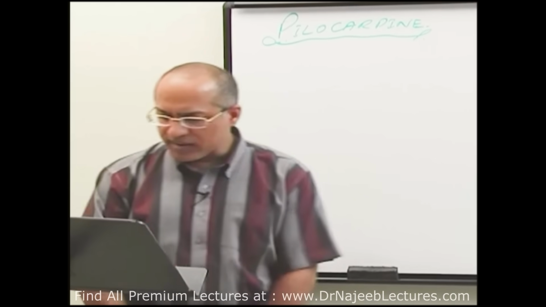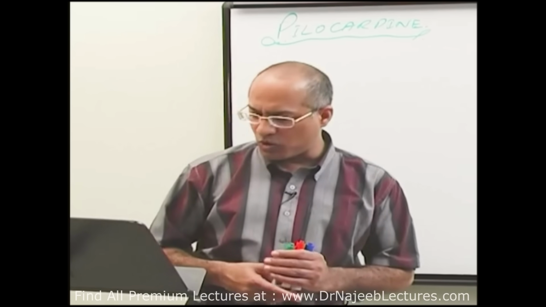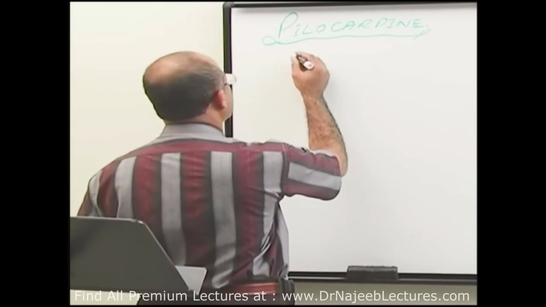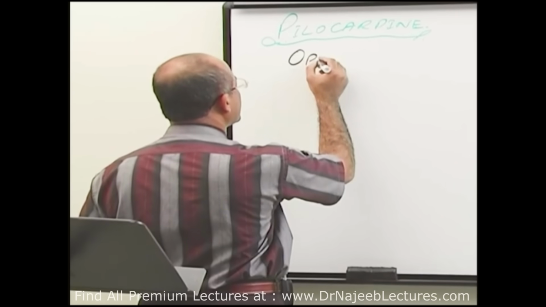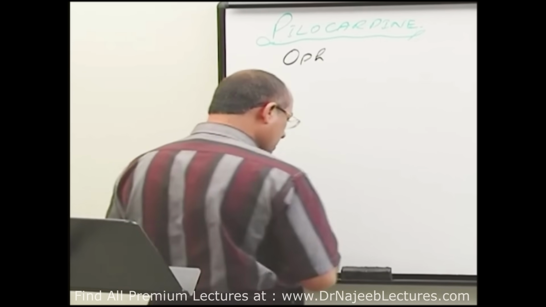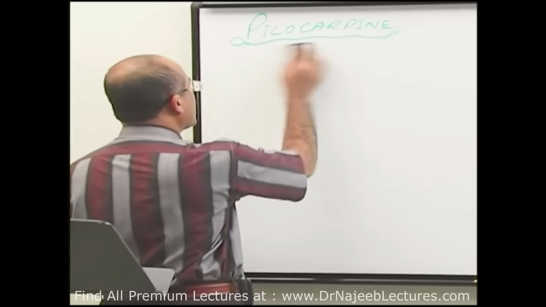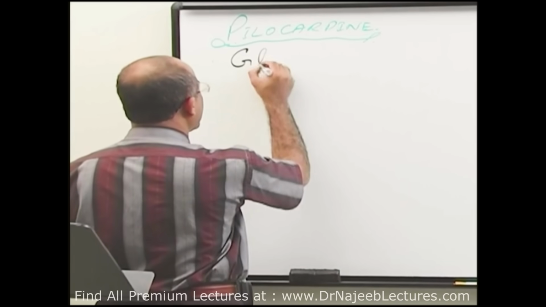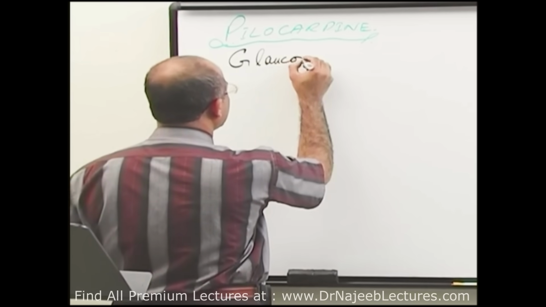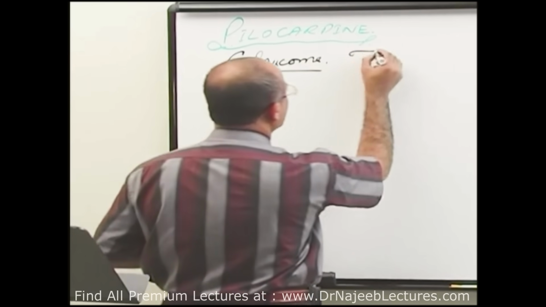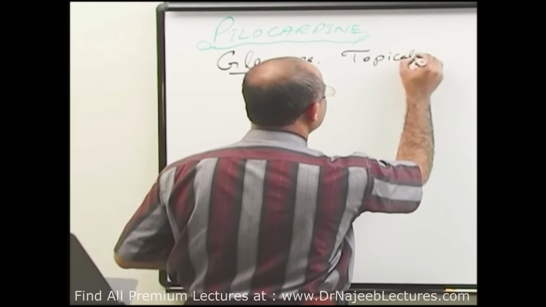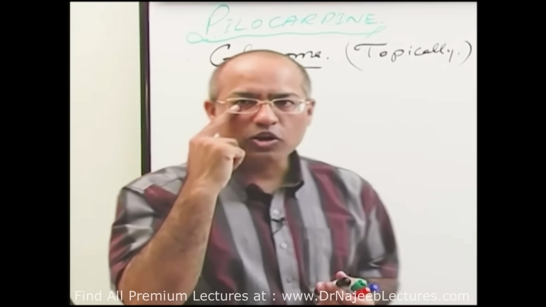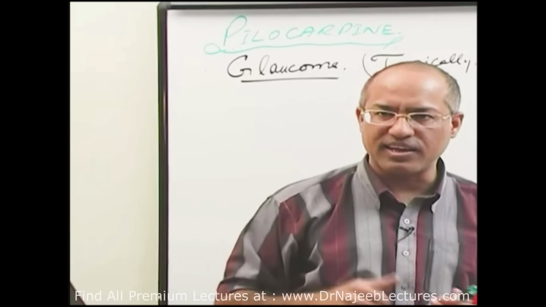Now, what are the important uses of pilocarpine? Number one, there are ophthalmic uses. Let me tell you, it is used in patients with glaucoma. In these patients it is used topically. Topically means what? It is applied directly to the cornea and conjunctival sac. We put it there.